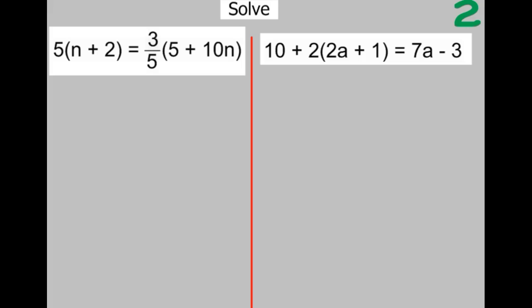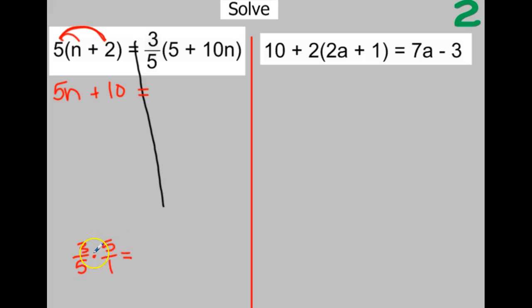Well, let's keep going. These ones, draw your line down, solve the same way. If you want to multiply without using a box, that's fine. 5 times n is 5n. 5 times 2 is 10. Same thing over here. 3/5 times 5. 5 is really 5 over 1. 3 times 5 is 15. 5 times 1 is 5. 15 divided by 5 is 3. So those multiplied to give us 3.